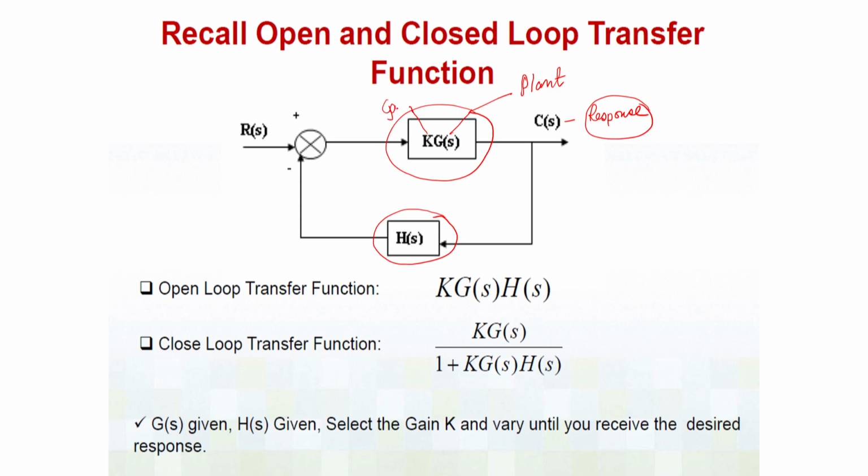Generally, the gain is external. The gain is something through which we are giving some kind of stimulus to the system. Now, I told you this is a closed loop system. So, this response is fed back here, and you can see that this is a negative feedback system.